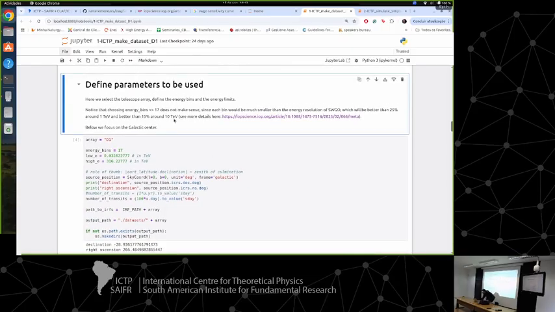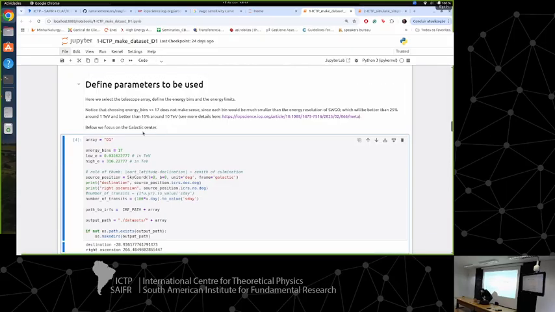Here we define the parameters that we are going to use. It's interesting to tell you that it's useless to set a very high number of energy bins in this analysis. We set it by hand. But if we set it above 70, for instance, we are going beyond the energy resolution of the instrument, which will be around 25% up to 15% in the best case scenario. So you can add more bins, but it will not be useful, it will just make the analysis slower.